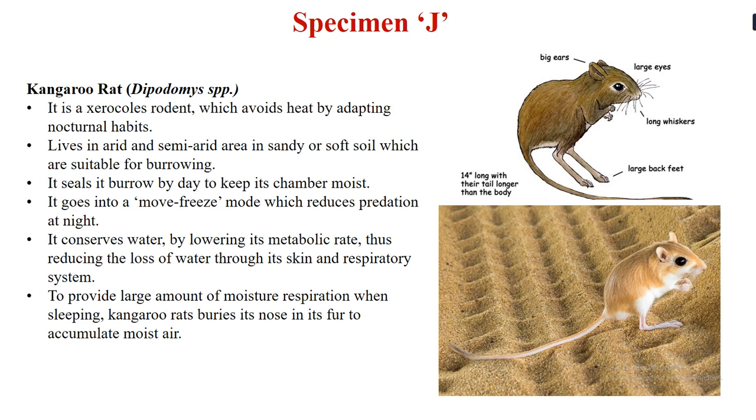It conserves water by lowering its metabolic rate, and thus reduces the loss of water from the skin and the respiratory system. To provide a large amount of moisture in respiration when sleeping, these kangaroo rats bury their nose in their fur, and when they do so, they accumulate moisture from the air.